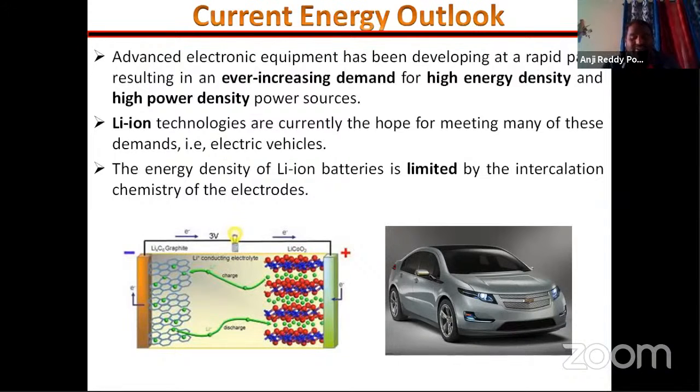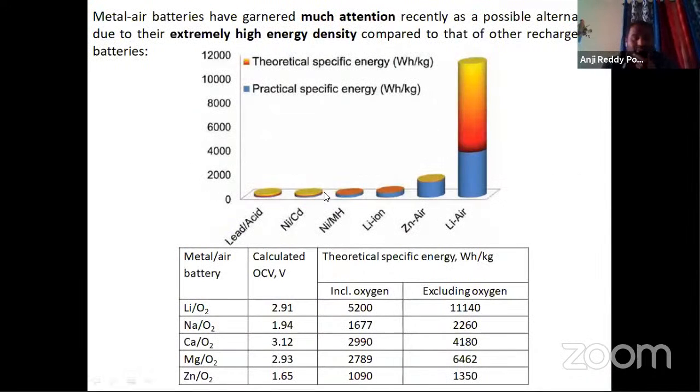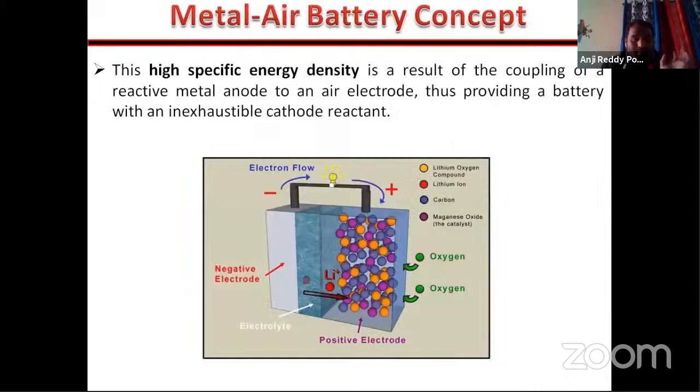At present we are using lithium ion batteries, but there are some limitations. How can we rectify those limitations? What is the alternative to the lithium ion battery? Here I have given data on all the batteries, with values for theoretical specific energy and practical specific energy. Out of all the batteries, the lithium air battery has the highest practical and theoretical specific energy. At present it is in the research stage only and is not commercialized. Only lithium ion batteries are commercialized.